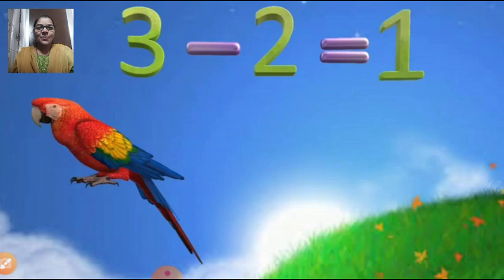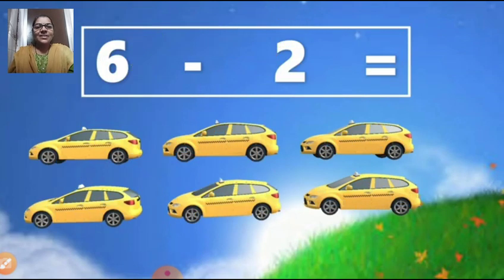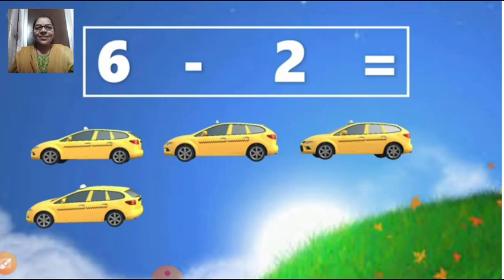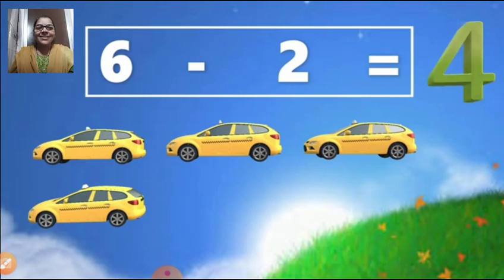Okay children, I hope you all are understanding what is subtraction and how to do the subtraction by removing numbers from the bigger number. Now children, just look here. Here are 6 cars. Okay. And 2 you have to remove from 6. So 6 minus 2 is equal to 4. 4 is the correct answer. Very good.